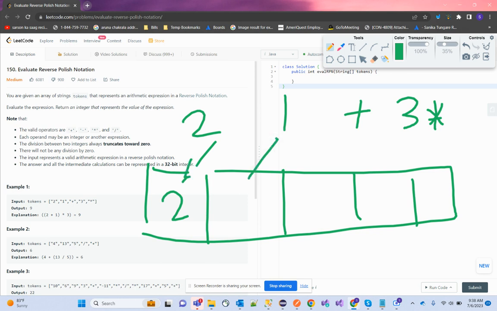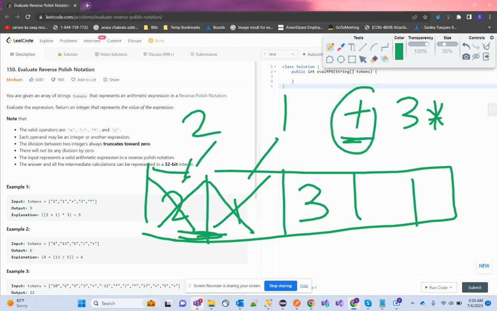I'm going to add 1. And when I get plus, I'm going to pop this. I'm going to pop 1, I'm going to pop 2. And whatever popped items, I'm going to add and say 3. Am I clear? When I get a positive expression, I'm going to pop the previous 2 items, add those, and write 3. So these are popped.